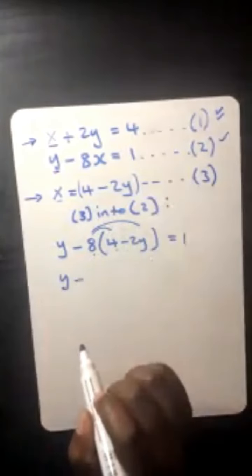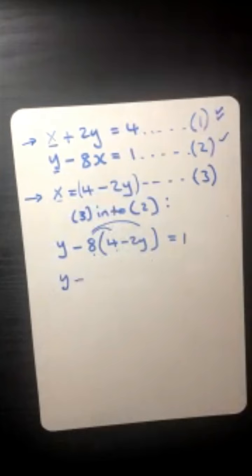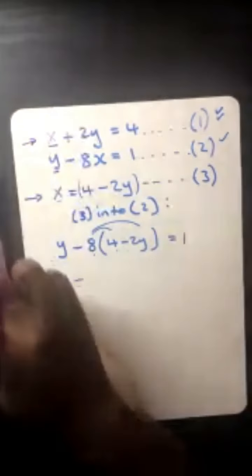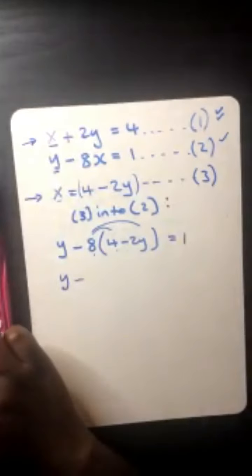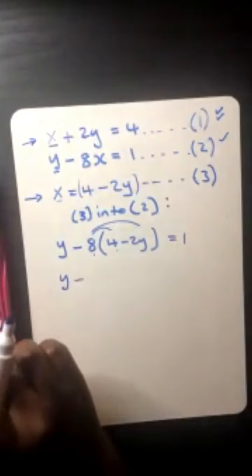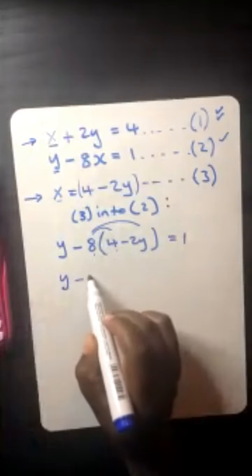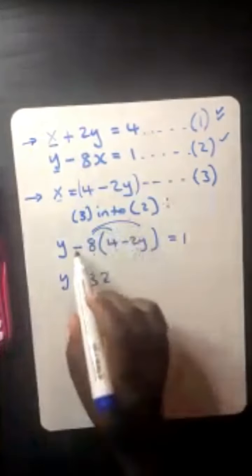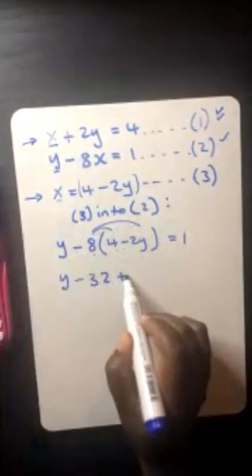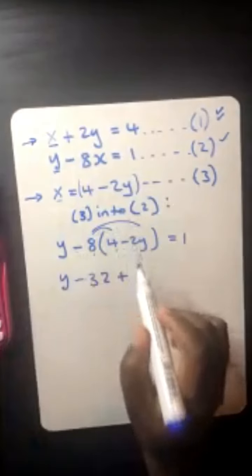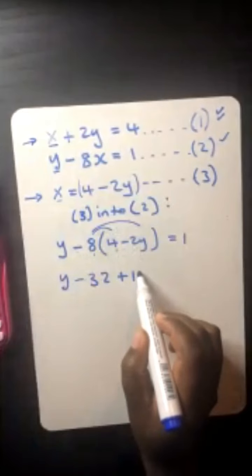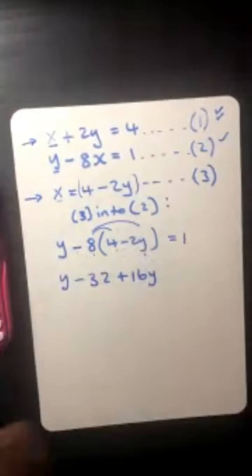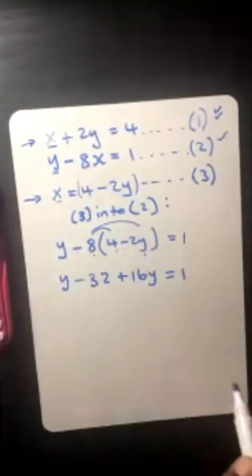What is that? 16 times 2 is 32. 8 times 4 is equals to 32. So that means you've got 32 and that by that. Remember, it's a minus times a minus. It becomes a positive. Then it's 8 times 2, which is what? It's 16. Obviously, that y over there. Then this is equals to 1.